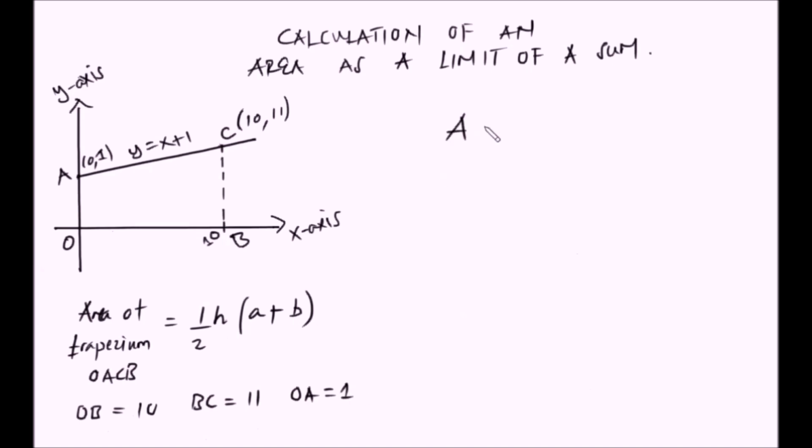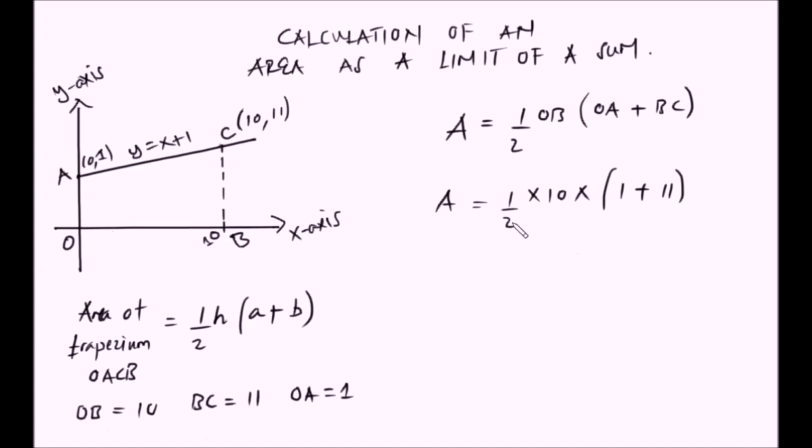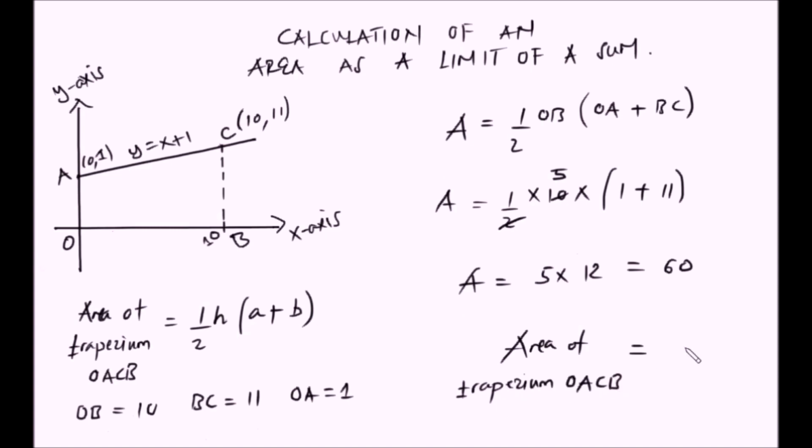Sasa area now of this trapezium OACB itakuwa ni half. Height manake ni OB, wakati A na B ni OA plus BC. So it's just gonna be half, OB we have said ni 10, OA ni 1 and BC ni 11. So 10 divided by 2 is 5. So you get 5 times 12. So the area now, which is 60. So the area kwa kutumia njia ya kawaida of trapezium OACB ni ngapi? 60.